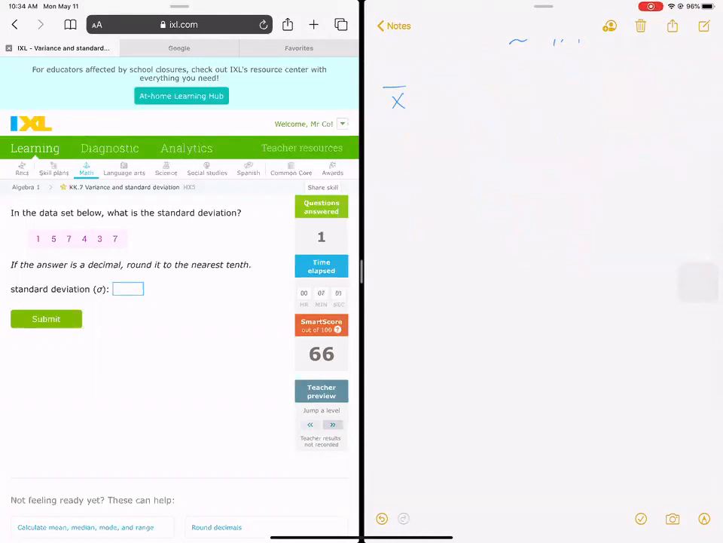We're gonna find x bar by adding them up and dividing by the number of terms. 1 plus 5 plus 7 plus 4 plus 3 plus 7. That's 6 terms. On my calculator, 1 plus 5 plus 7 plus 4 plus 3 plus 7, we have 27 here. And we're going to divide that by 6. And that gives us a decimal of 4.5.